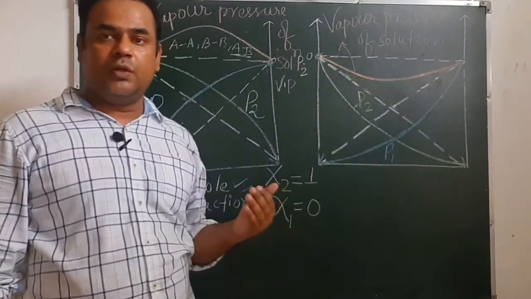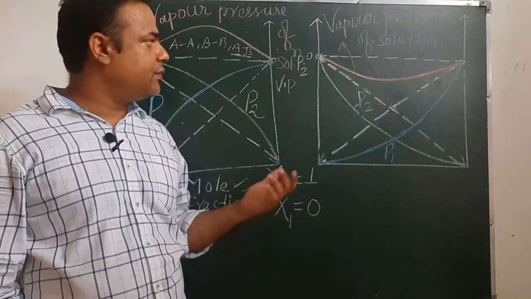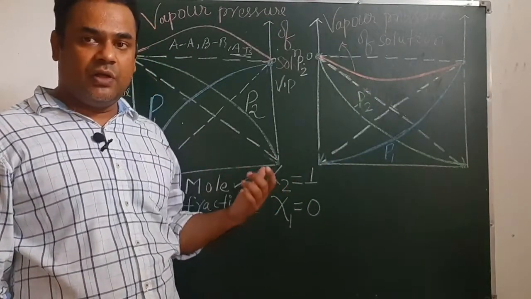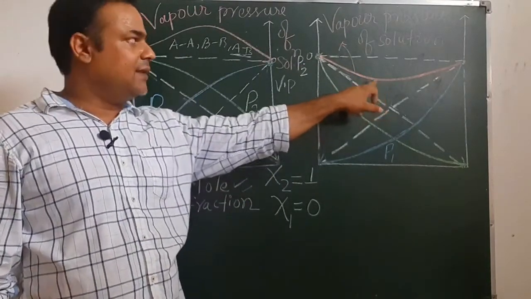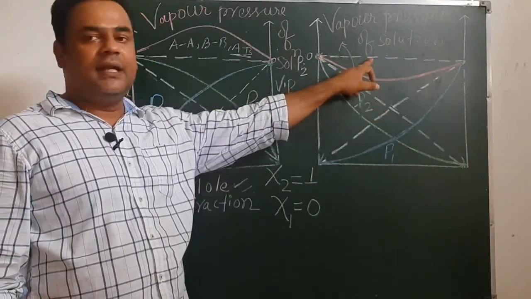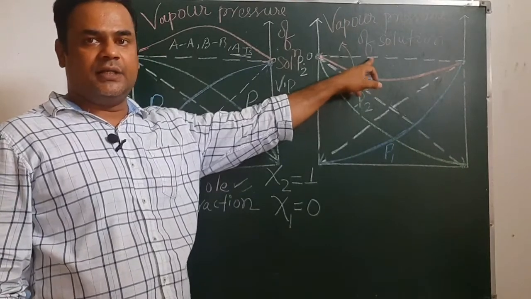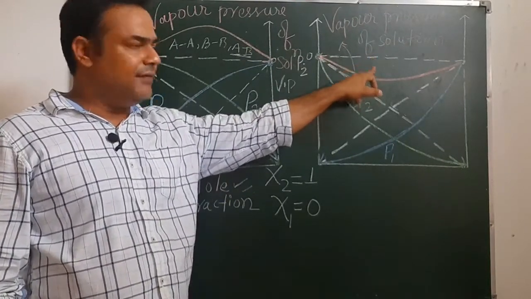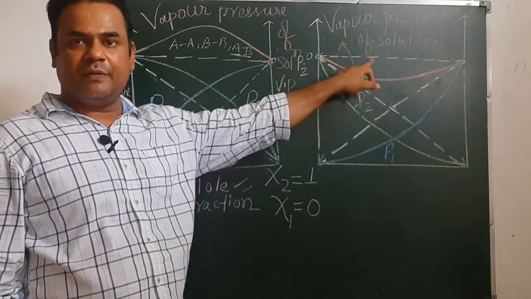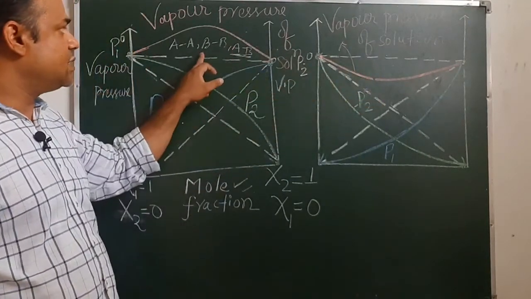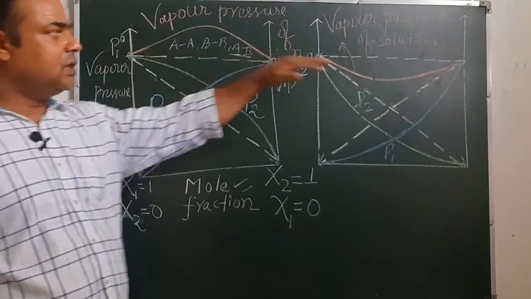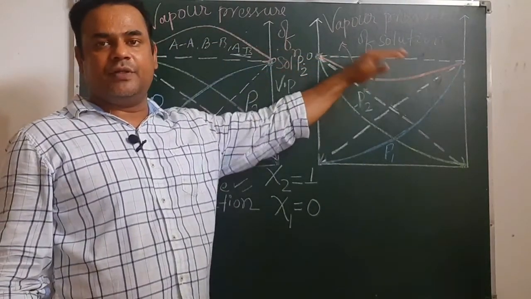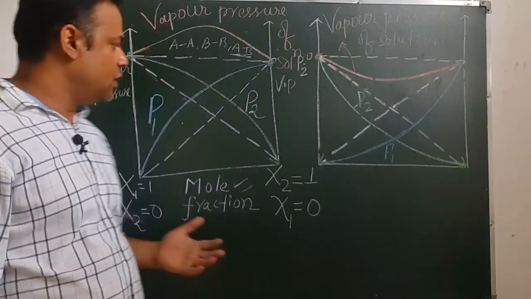Less number of molecules of A and B will go in vapor form, and when less number will go in vapor form, its vapor pressure will decrease. From the ideal condition of Raoult's law, there is negative deviation. Negative deviation means vapor pressure is decreasing. Here there is positive deviation, meaning vapor pressure is increasing. That's why it is called negative deviation from Raoult's law.